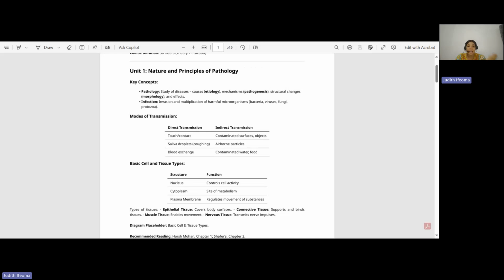Now, for example, imagine someone has gum disease. We will study what caused it, how it progressed, what physical changes are visible, and what symptoms the patient feels. I'll go over it again.